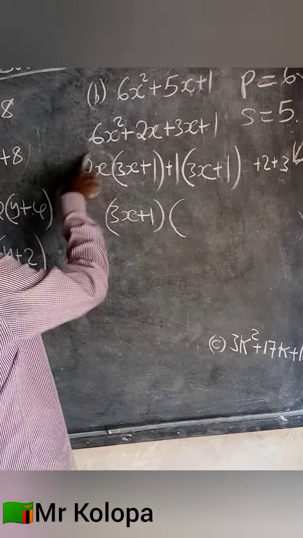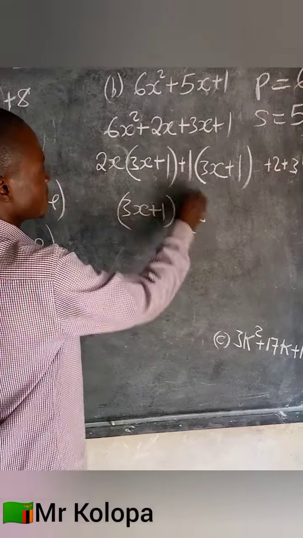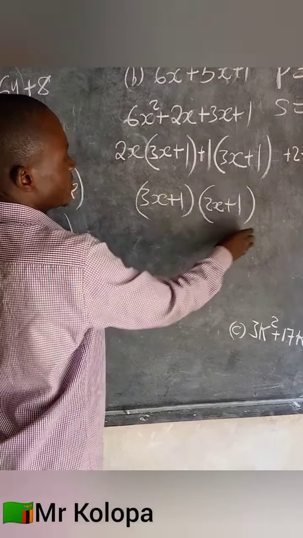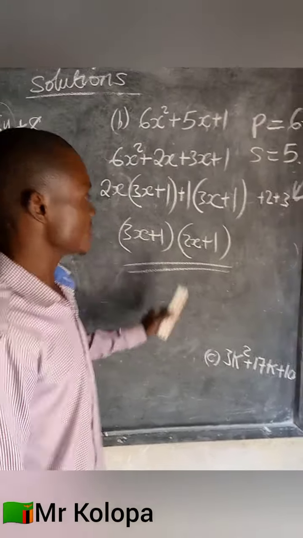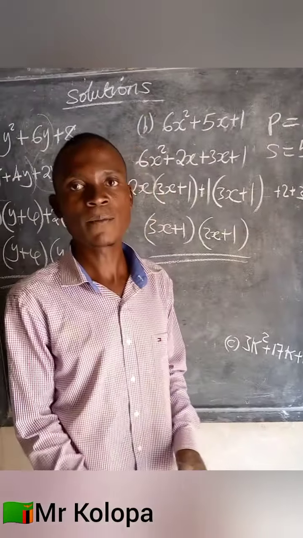Another bracket, you get what is outside, 2x, positive 1. So that will give us our answer. So this is how you are supposed to solve them.